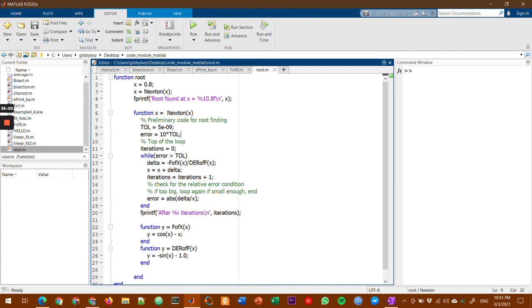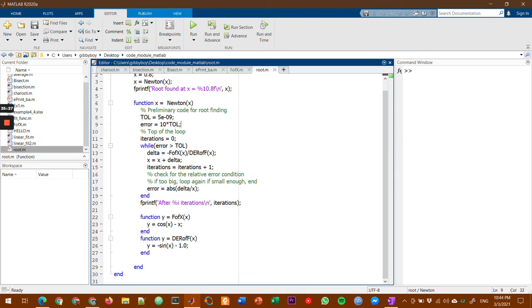So for this case, I combined them just to show you that it's possible. Okay? You can do this kind of program style wherein all the functions are in one file. So this is your Newton-Raphson function. I define a tolerance of 5e to the negative 9, and then my error would be 10 times that of tolerance. I also have my iterations, to count how many iterations. And then I have my while loop.